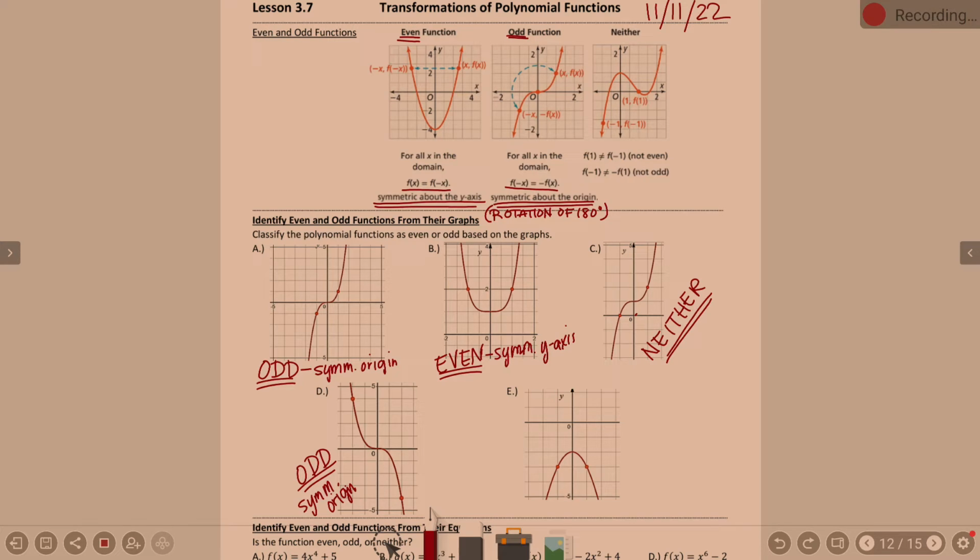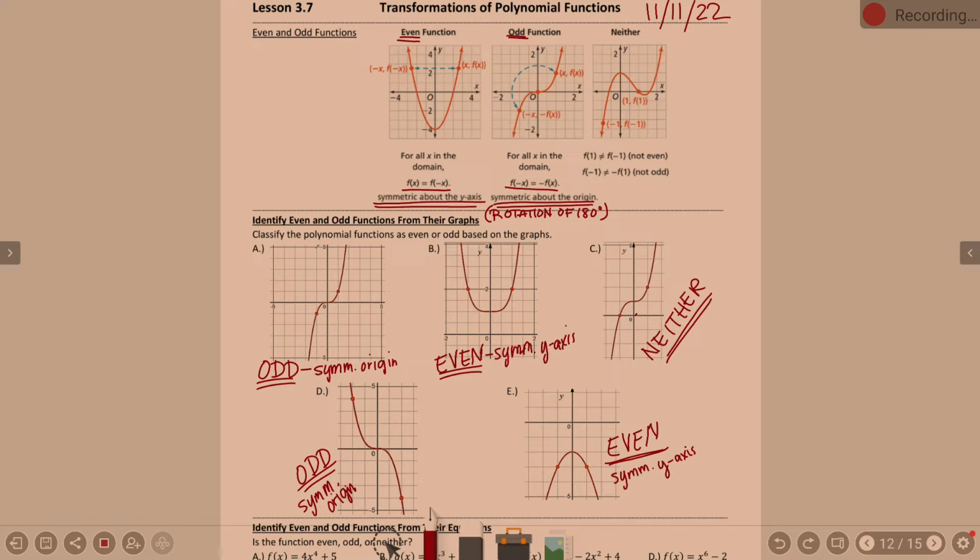Even. Even though it's upside down, right? You can still fold it in half. Okay. So you can fold that in half vertically and it works. So this is even, because it is symmetric about the y-axis. Okay. Questions on that part?